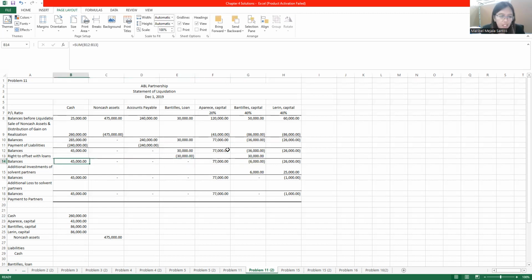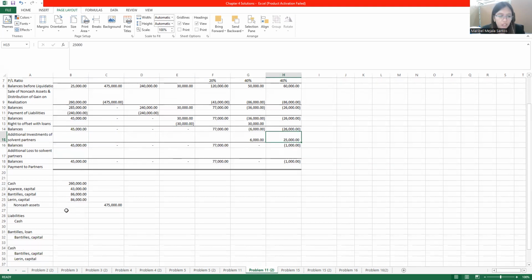Now, if that is the case, let's find out if these partners are solvent. Who is solvent? Of course, B and L, up to 60,000 and 25,000. Since B's solvency is 60,000, B can add up to 6,000, while L can make an additional investment only up to 25,000. By the way, I forgot to make an entry. Let's make an entry for this one. This is 240,000.